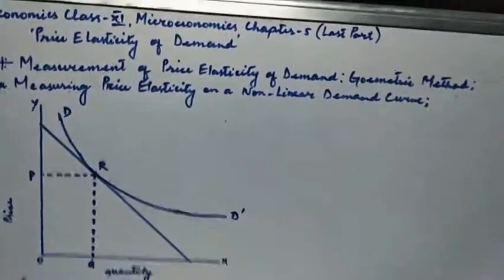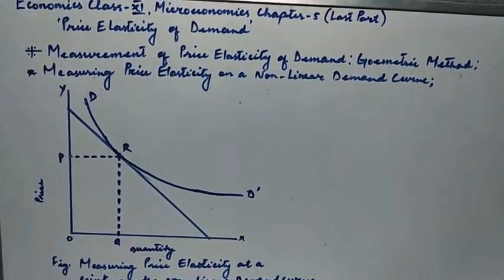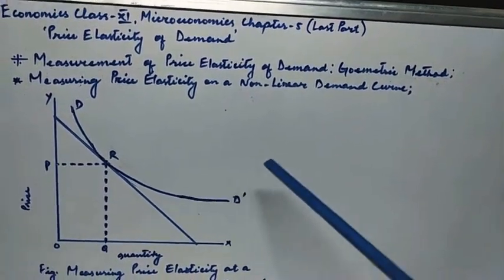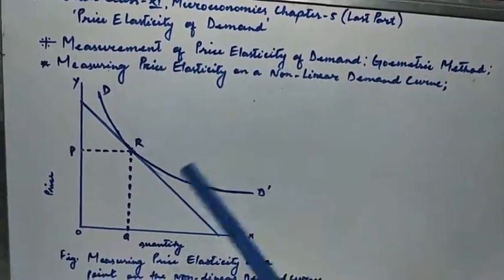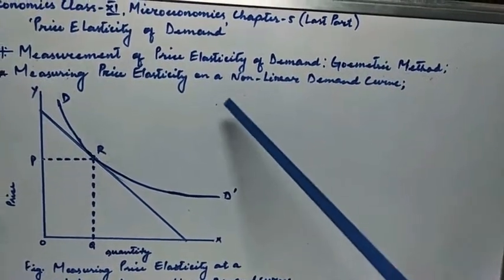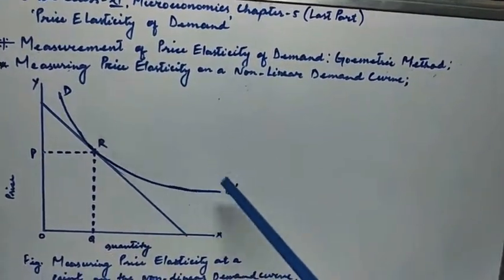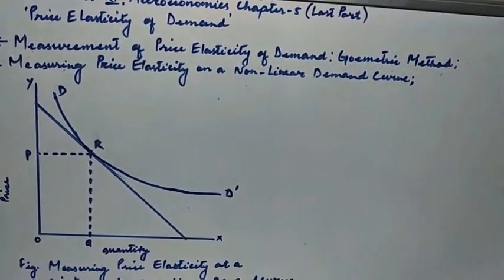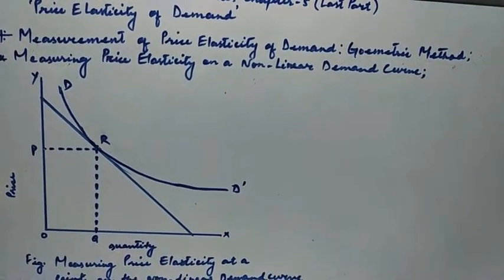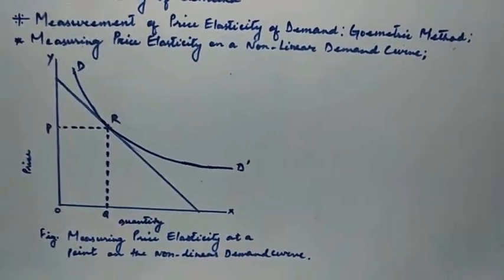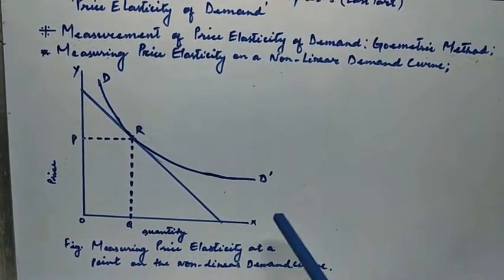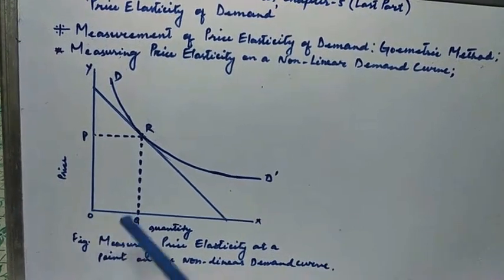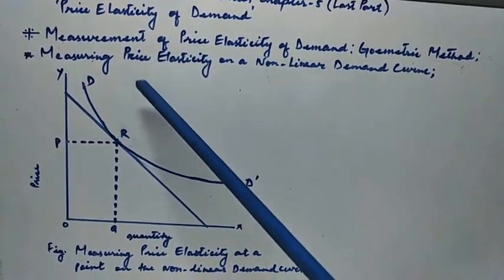Okay, going ahead, we learn how to measure price elasticity on a non-linear demand curve. The previous diagram that we had is a demand curve which is a linear straight line, but here this DD' is non-linear, it is in curve form. So how do we measure elasticity when the demand curve is non-linear in nature? On the x-axis we are measuring quantity, on the y-axis we are measuring price, O is the origin, and DD' is the non-linear demand curve.